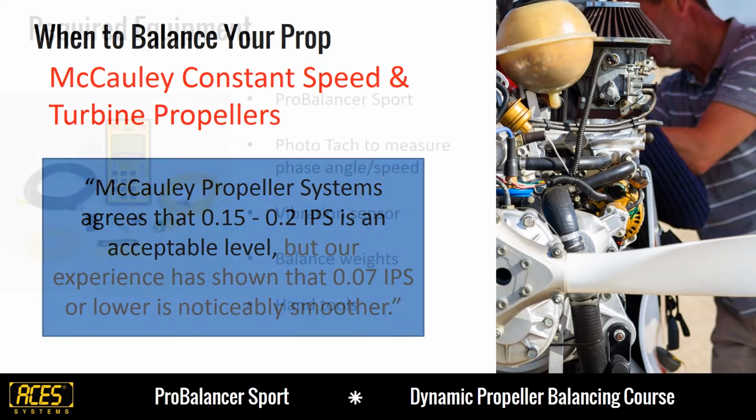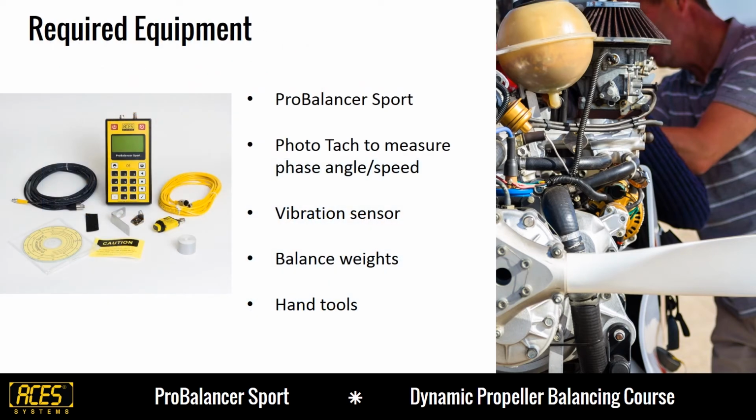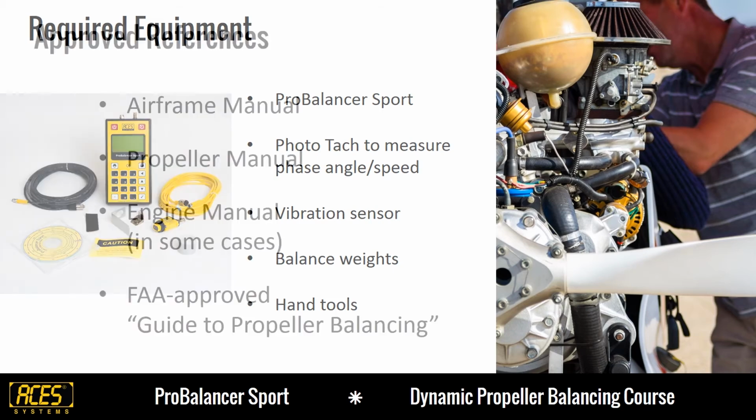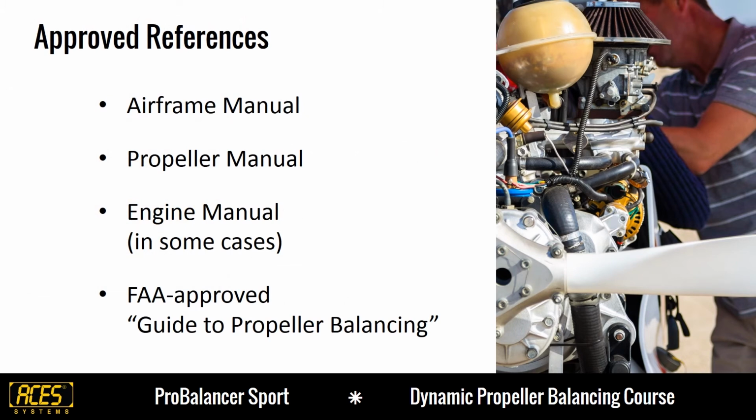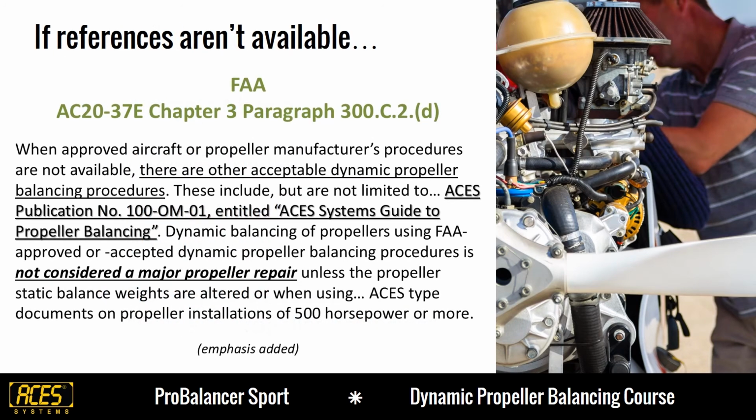To conduct a propeller balance using the ProBalancer Sport Analyzer, you'll need the analyzer, a phototach to measure phase angle and speed, a vibration sensor, balance weights, and hand tools. You should consult the FAA-approved references to guide you through the balance job, including your airframe, engine, and propeller manuals, and the ACES Guide to Propeller Balancing. If you do not have these references, the FAA stipulates that you can use the ACES Guide to Propeller Balancing.